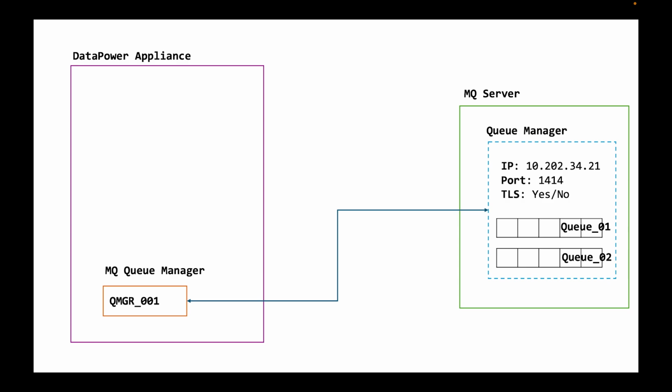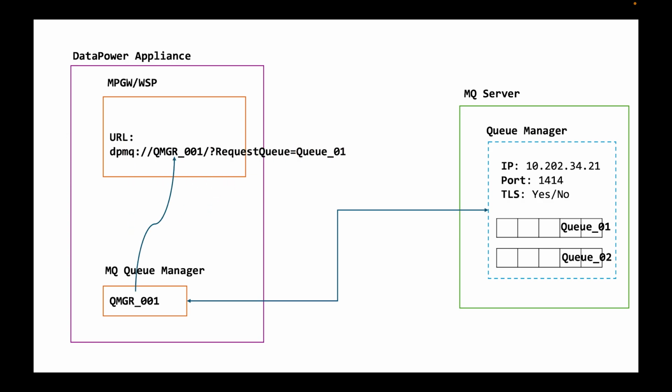Now, assuming that you have created this queue manager object on DataPower, what's next? The next step is to associate it with a multi-protocol gateway or web services proxy, or for that matter, any other top-level object. But how? You associate it with the help of a URL. Whenever you are dealing with MQ, remember that you will have to formulate the URL. So the URL is very important, and in this URL, you can see where the queue manager goes.